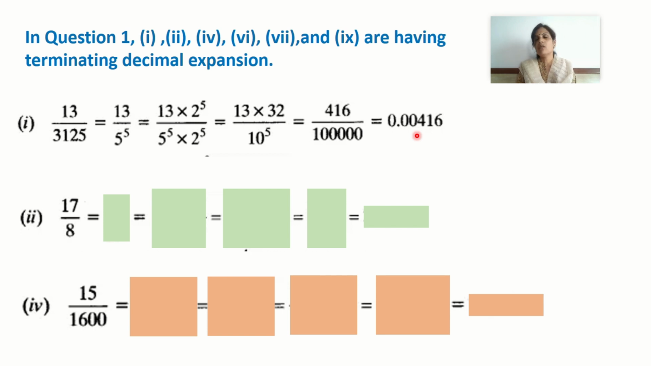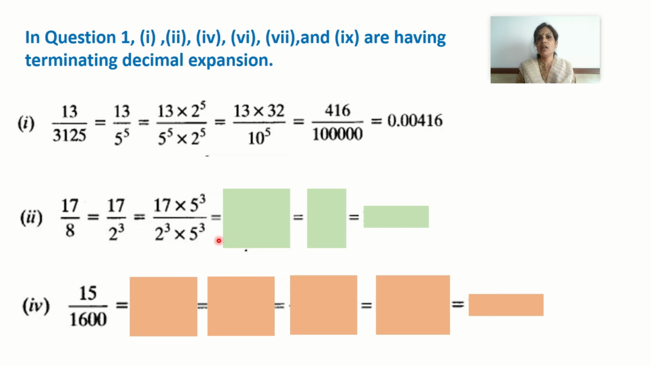Alright children, so keep in mind that every time you have to write the denominator in terms of 10 and its power, and then it will be easy for us to put the decimal point. Let's have a look at the second sum, 17 upon 8. So 17 upon 8 is 17 upon 2 raised to 3. But I want 10 at the denominator. So what will I do? 17 into 5 raised to 3. Because if the powers of the numbers are the same, then I can multiply the numbers and give the power equal to the multiplication of both the numbers.